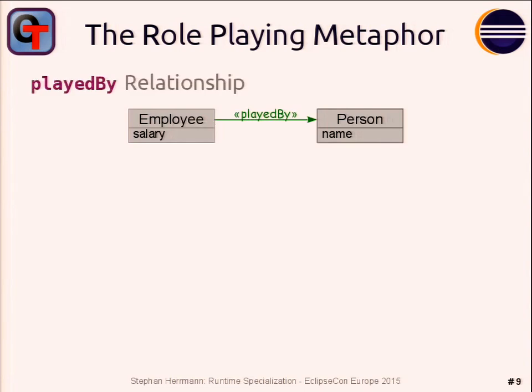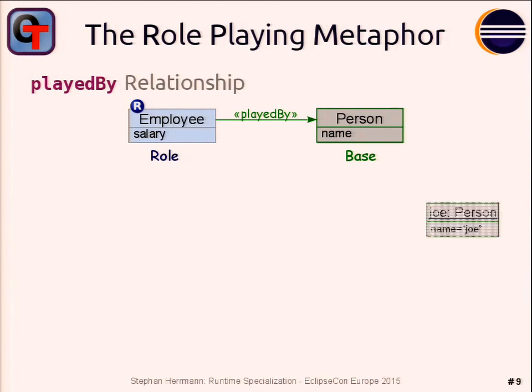And this is why I changed that extends into a played by thing, and I call this employee a role, which is played by a person base. So now the played by makes sense. Employee is a role played by a person. The classes don't really show the interesting thing. The interesting things are only visible if you look at the instances.